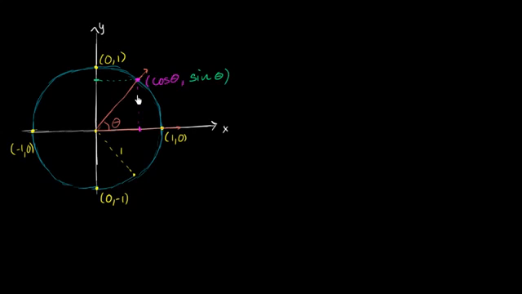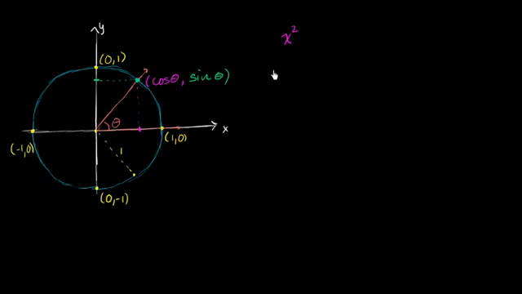But what I want to do is leverage what we already know about the unit circle definition of trig functions to help prove the Pythagorean identity. And it almost falls out of the fact that this point right over here is on a circle of radius 1. So what is the equation of a circle with radius 1 centered at the origin? Well, the equation of that is x squared.